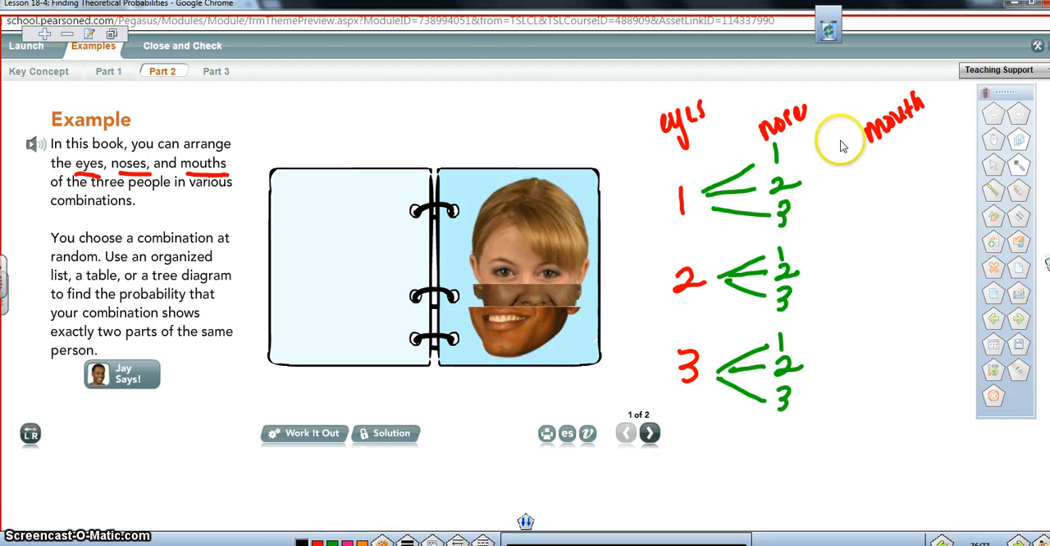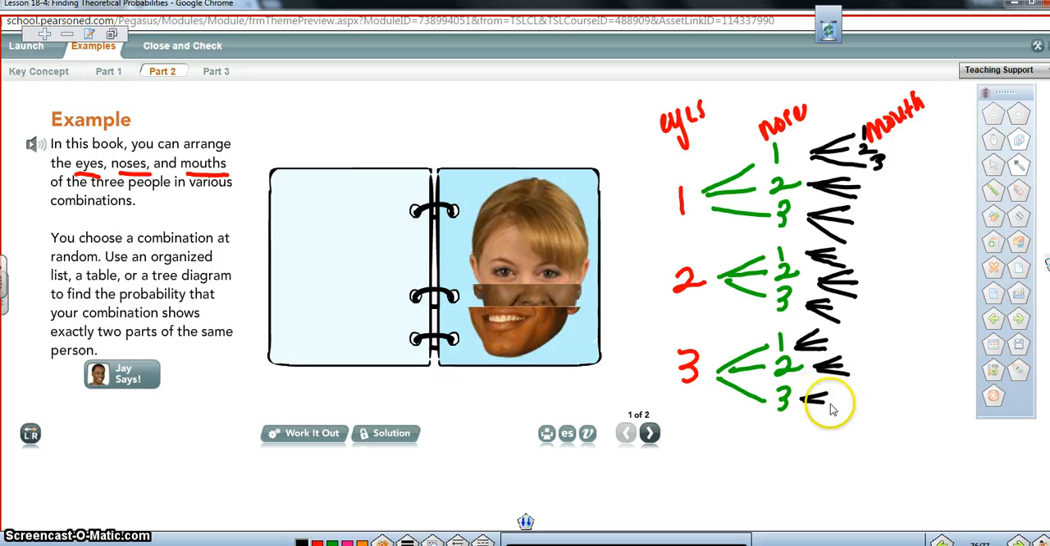And when you go to choose the mouth, even if you choose person 1's eyes and person 1's nose, you can choose person 1's mouth, or 2, or 3. So each of these would branch out into person 1, 2, or 3. I should have spaced my tree diagram out a little better, but it'll work.